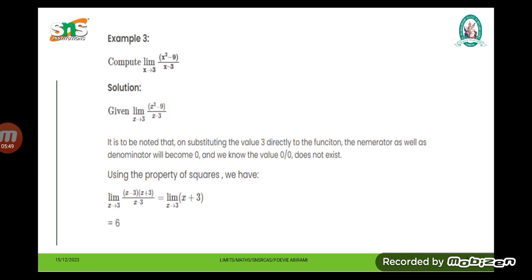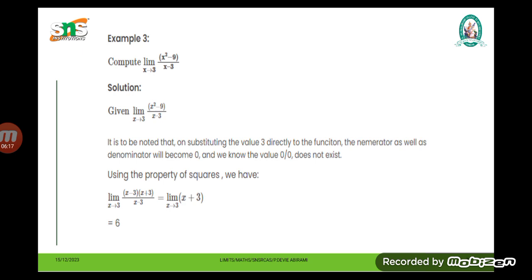My third problem is compute limit x tends to 3, x square minus 9 divided by x minus 3. If I apply my limit in the numerator, I will get 3 square minus 9. 3 square value is obviously 9. 9 minus 9, my numerator will become 0. Similarly, if I apply 3 minus 3, my denominator will also become 0. 0 by 0, therefore the solution does not exist in this form.